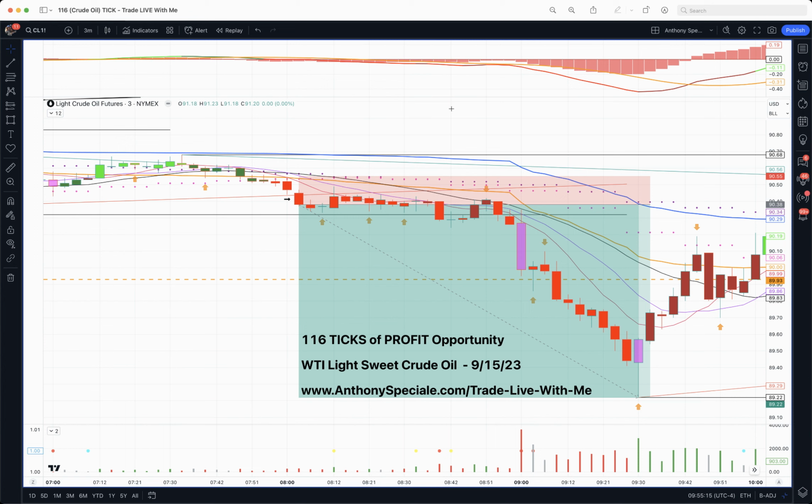Now, in addition to the break of a structure, I'm looking for some supporting technical components as well. A couple of the things I look at is a higher time frame moving average. In this instance, the pink and purple dots that you see plotting on my chart represent a 15-minute moving average. The fast moving averages are represented by this thin black, purple, and pink line. That's the 21, 13, and 8 EMA.